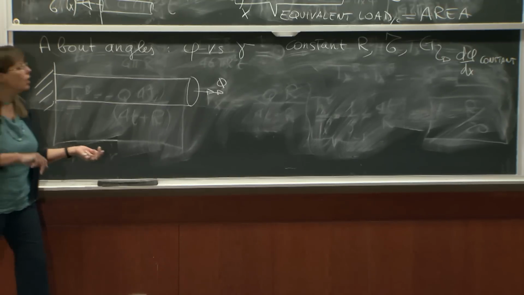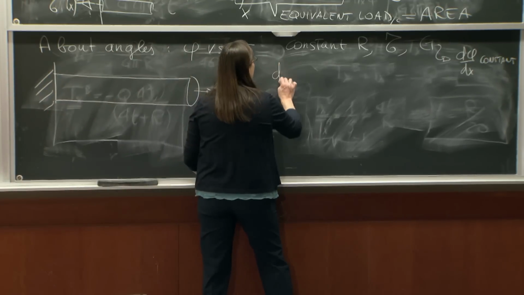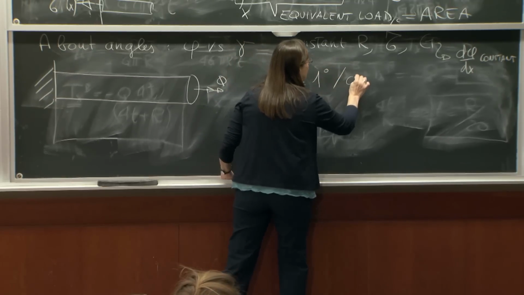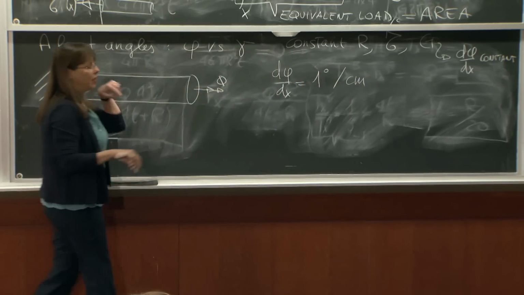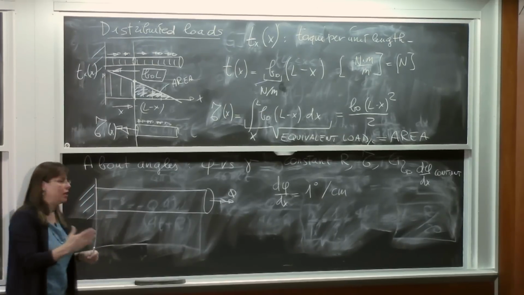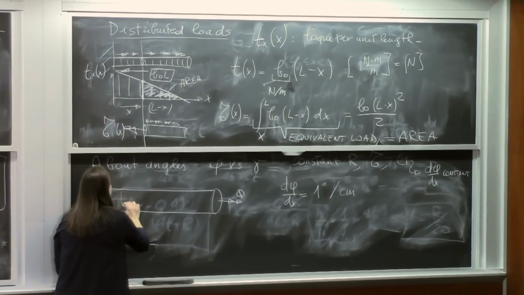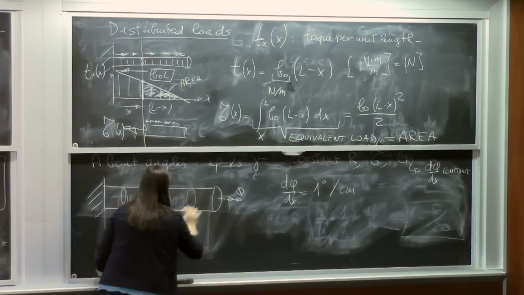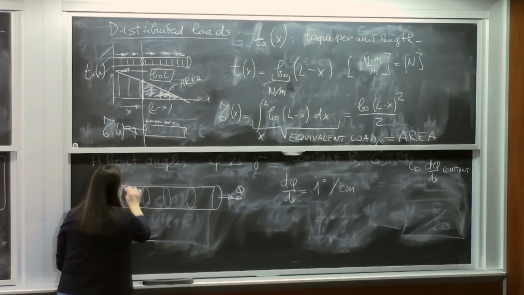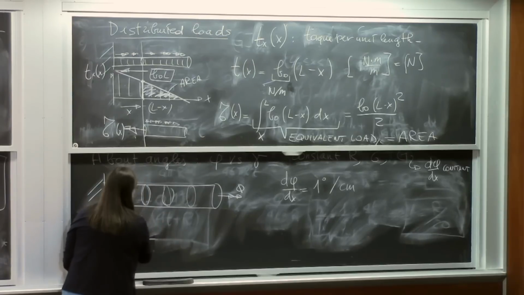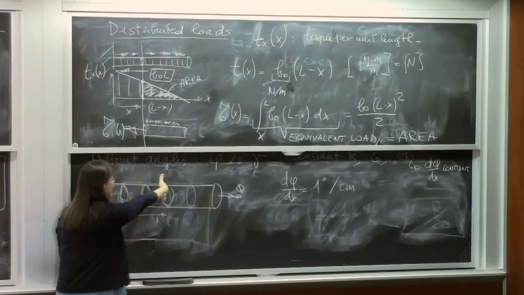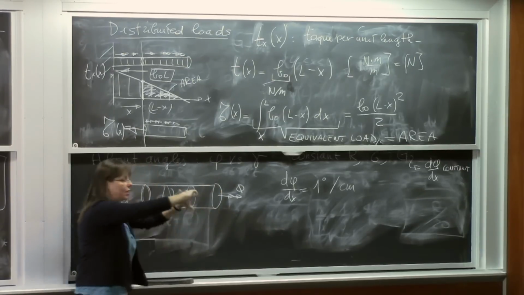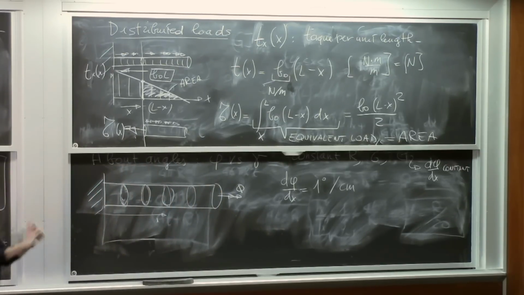OK? So I come to you, and I tell you that for this problem, d phi dx is 1 degree per centimeter. First of all, what is phi? Phi of x is, if I take every section along the length of this shaft here, and if I look at this section at x, phi of x tells me how much the section at x is rotated. It is the rotation of the disks along the length of the shaft.